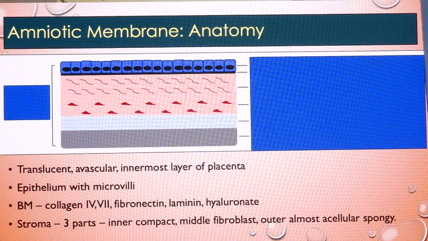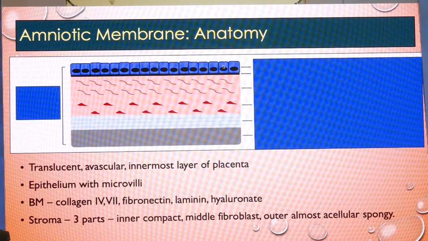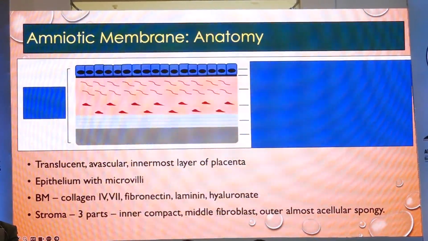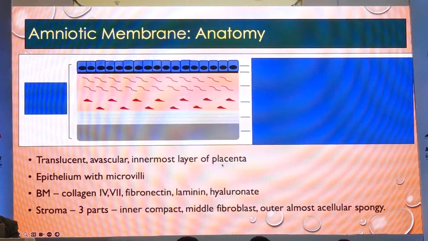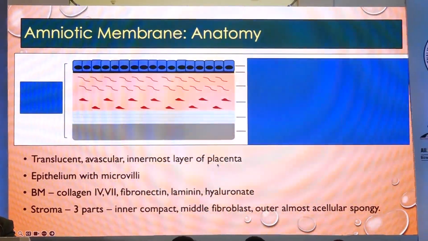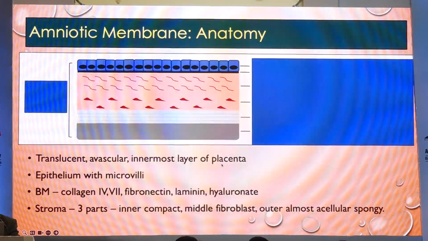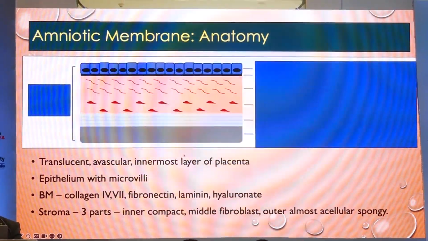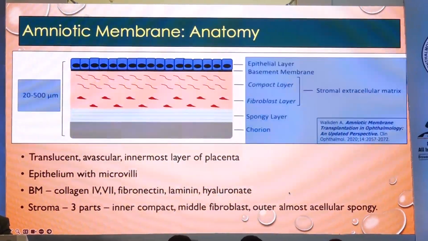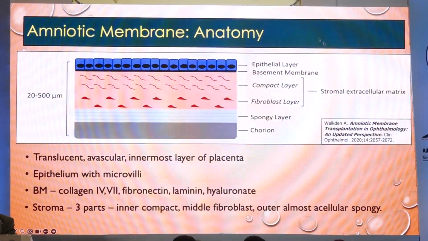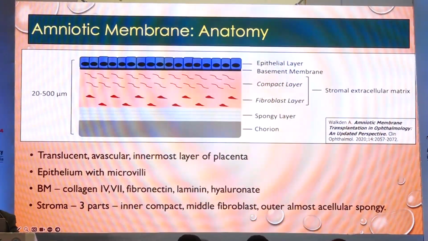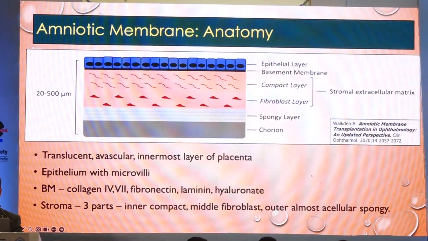So how does it all work? Without the labels, if you look at the basic histological diagram of amniotic membrane, it looks very similar to that of a corneal structure. You have an epithelium, basement membrane, a stromal structure, then again a basement membrane internally. So this is the histology of it, extremely similar to both cornea and conjunctival histology.